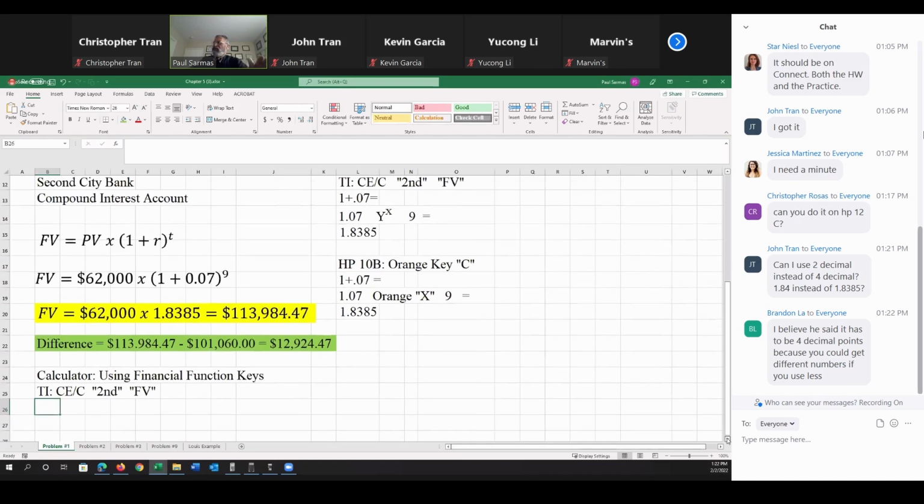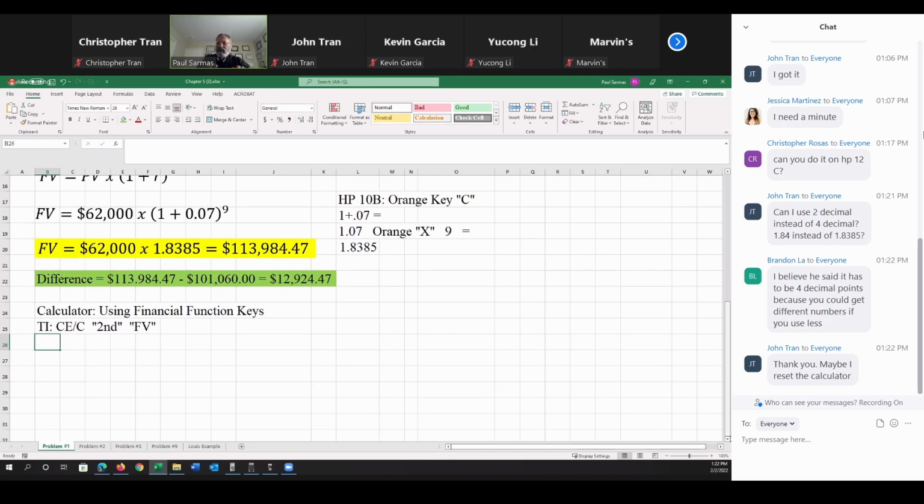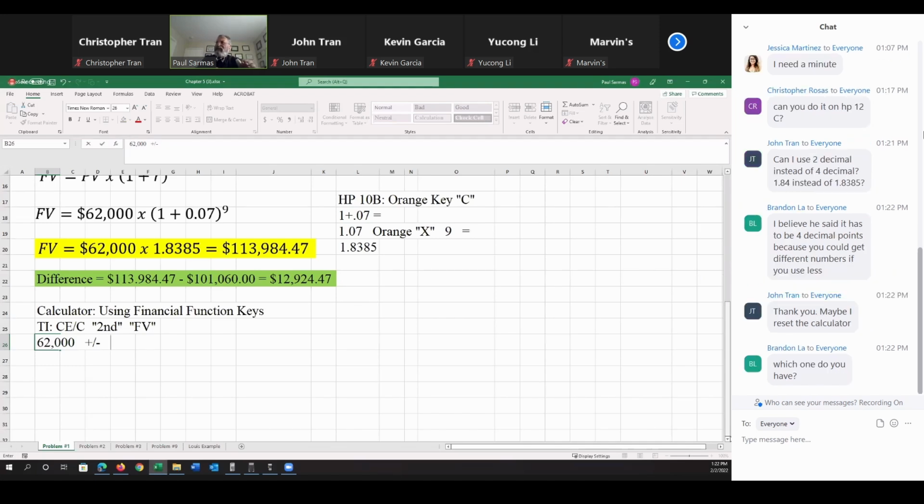Pay attention. Those of you who have a TI calculator, you can work with me. You clear your calculator, then you put 62,000. There is a key at the bottom of your calculator, which is the plus minus key. Press that. That will put the minus in front of your 62,000. I'll tell you why in a moment, but do that for now.